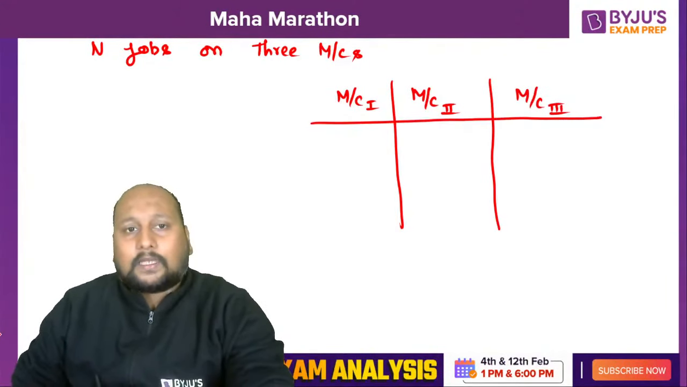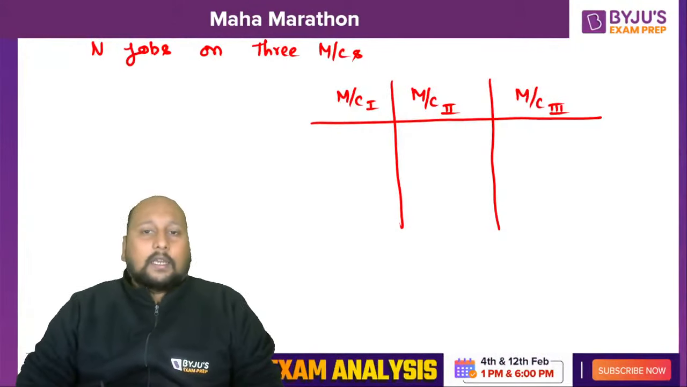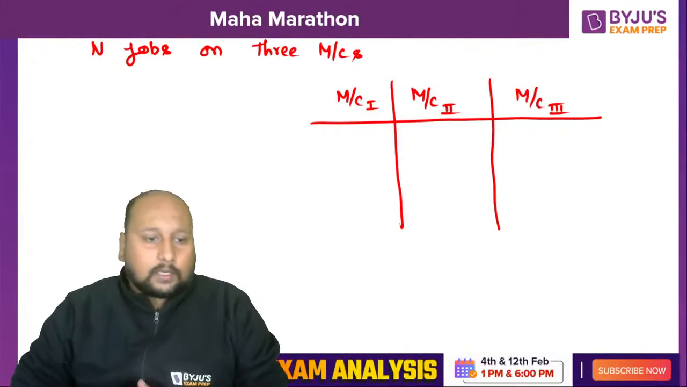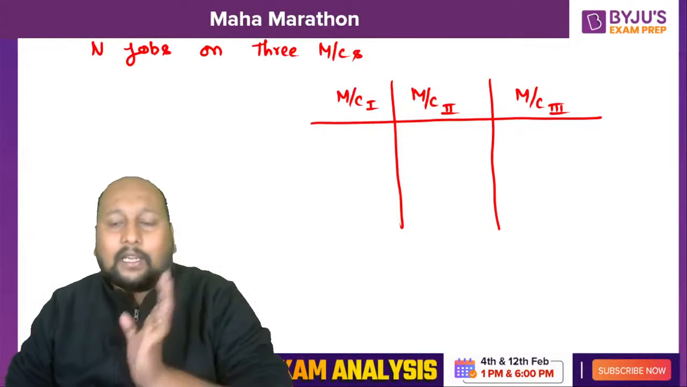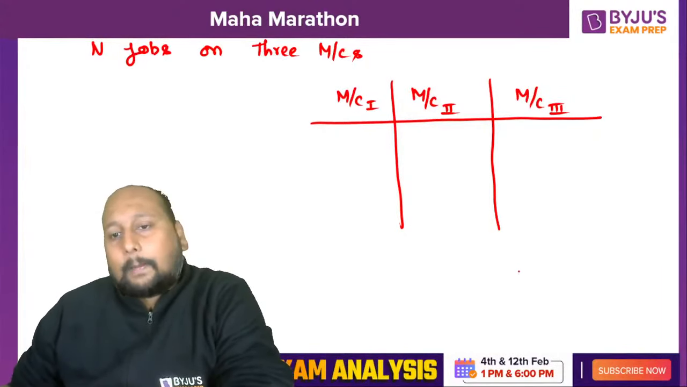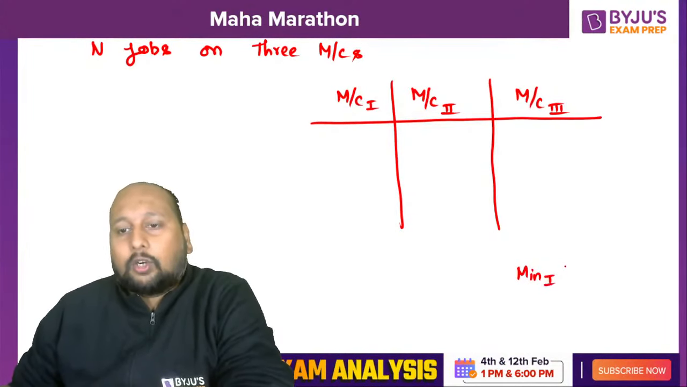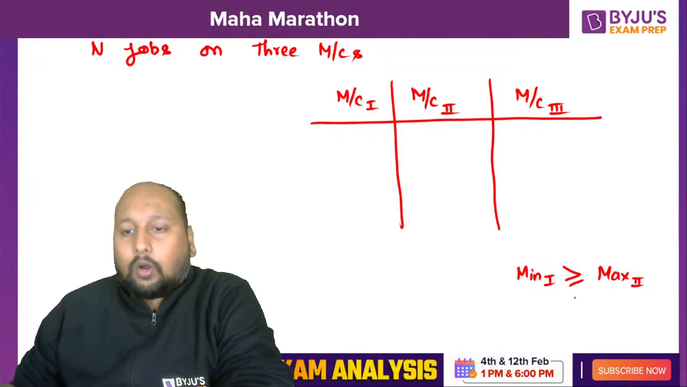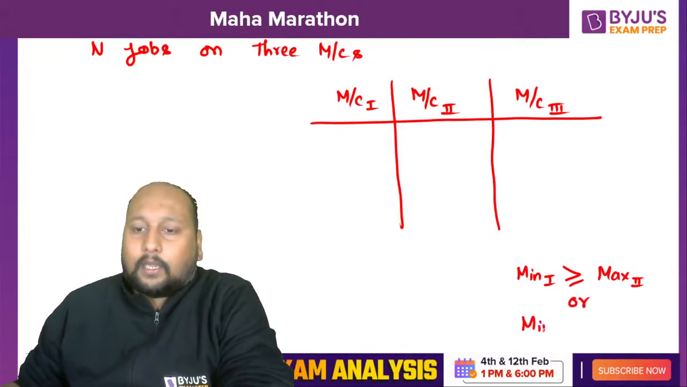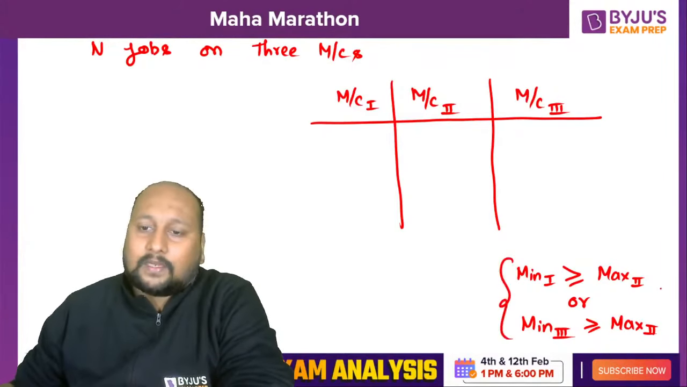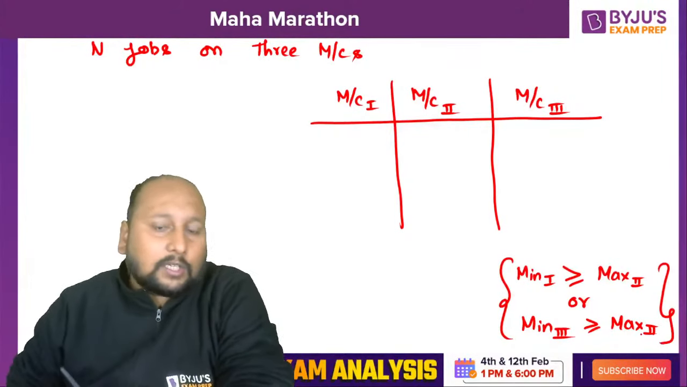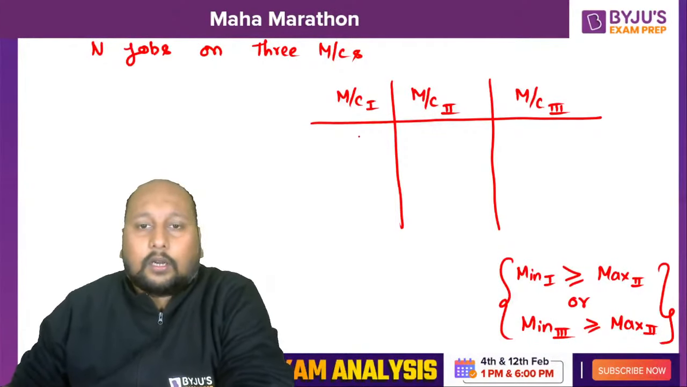Okay. So in this case, whenever you are dealing with 3 machines, you have to first of all convert into 2 machines. How we can convert? There is a condition. The condition is the minimum value in machine number 1 should be greater than or equal to the maximum value in machine number 2, or the minimum in machine number 3 should be greater than or equal to the maximum of machine number 2. Either one of the conditions should be satisfied. If either one of the conditions is satisfied, then you have to convert this into 2 machines.